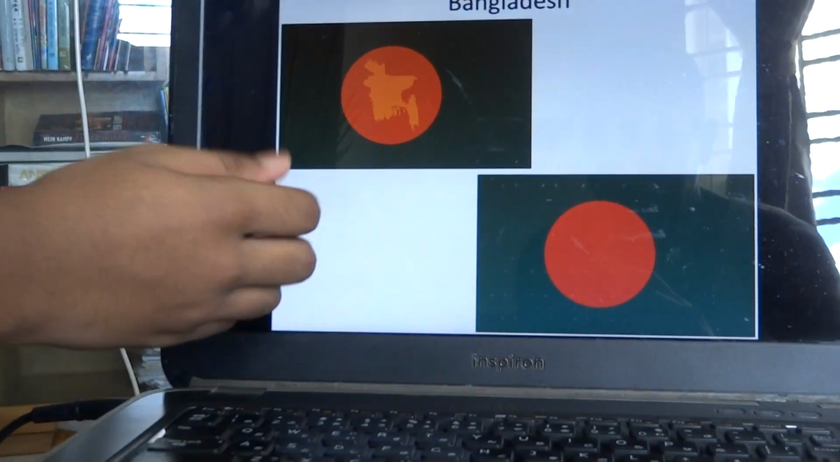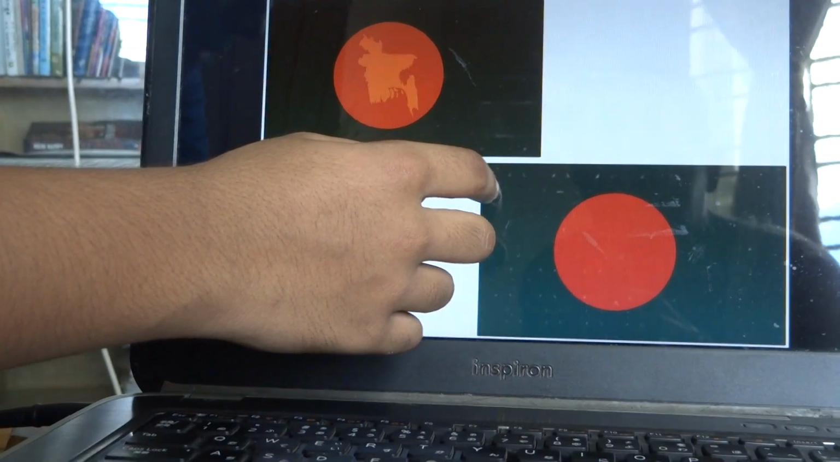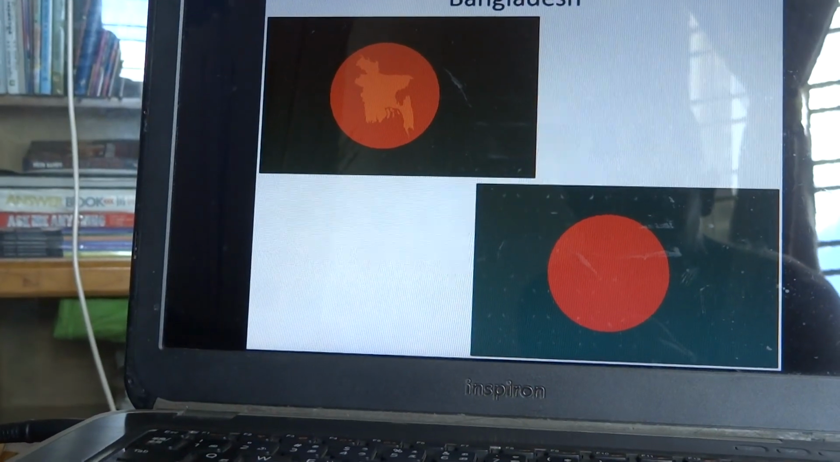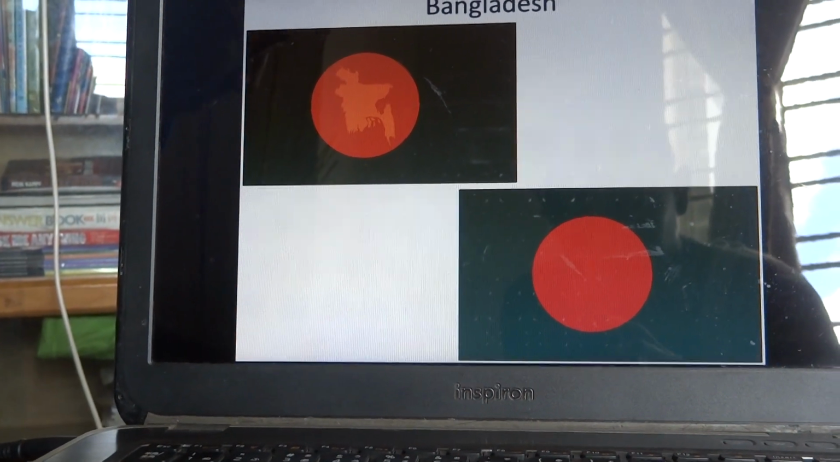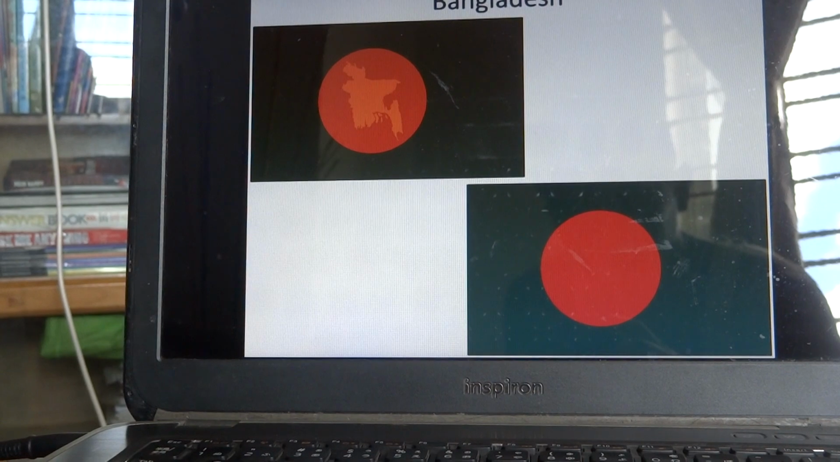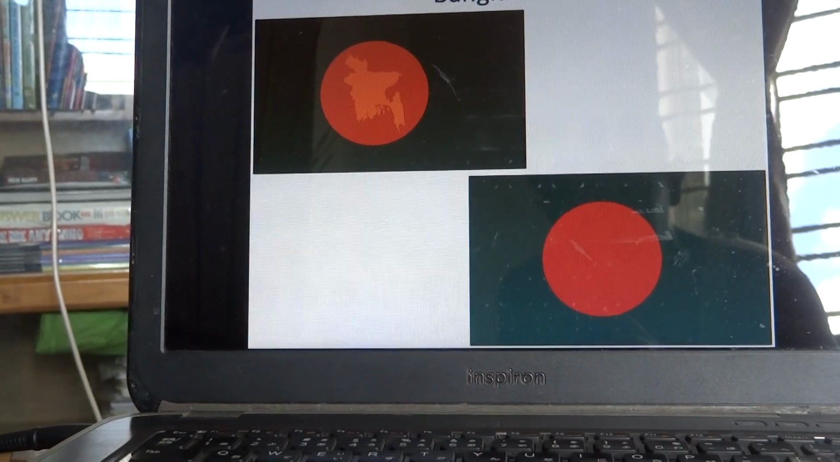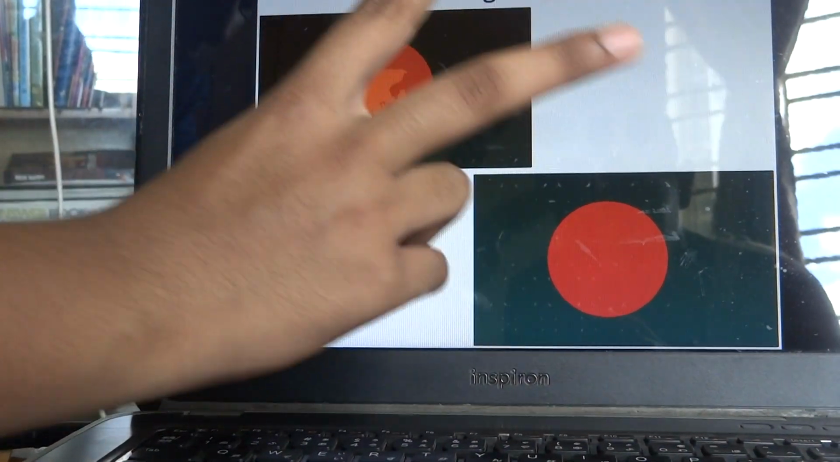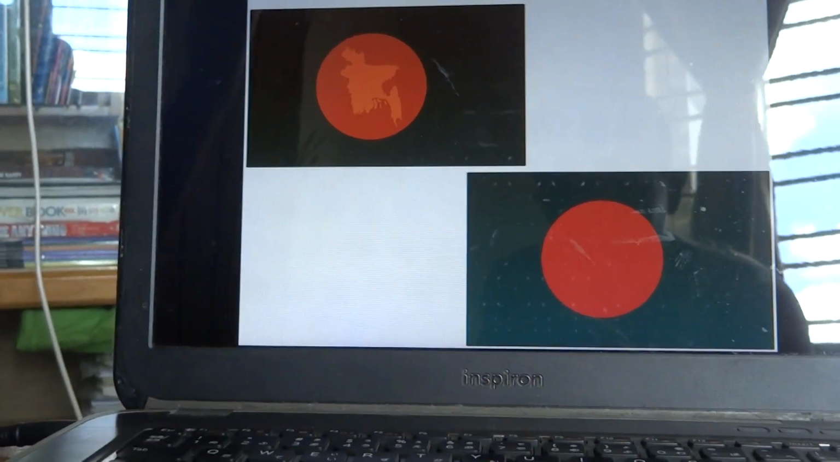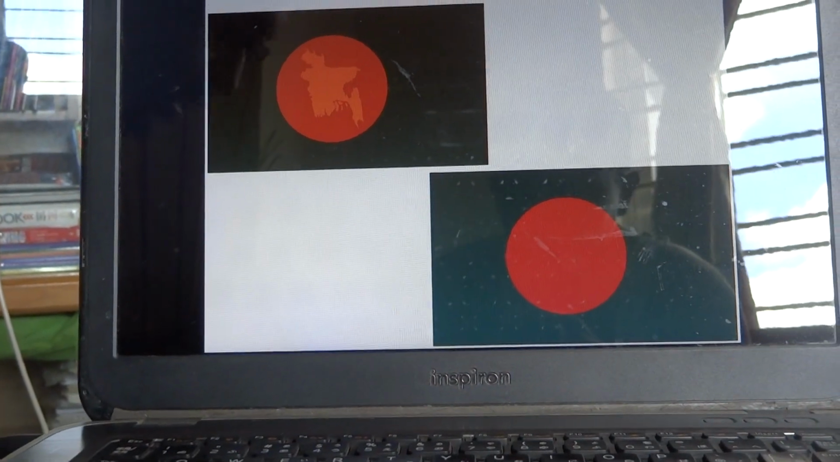So here we have the flag of our own country, Bangladesh. The green background represents the greenliness of our country and the youthfulness of our people, the Bengali people. Now the red circle here represents two things in particular. At first, it represents the blood that we had to give for the sake of our liberation against the Pakistan army.